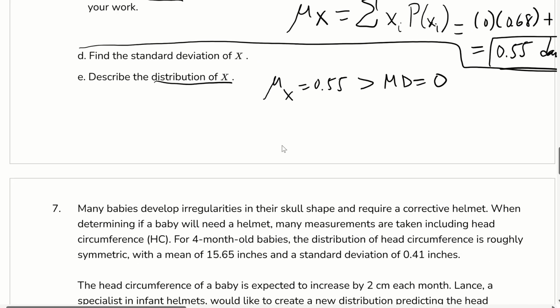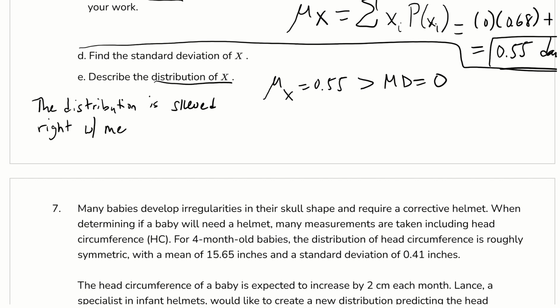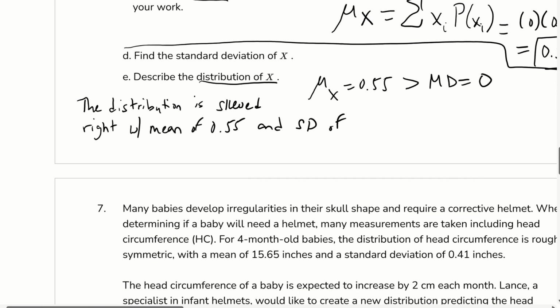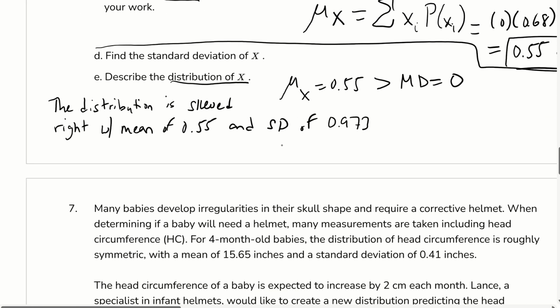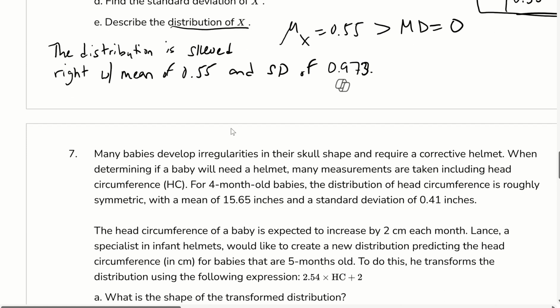In this case, we're just going to talk about the shape. So the distribution is skewed right with a mean of 0.55 and a standard deviation of 0.973. All right, and that's it. That's all we're looking for. So let's look at the next question.